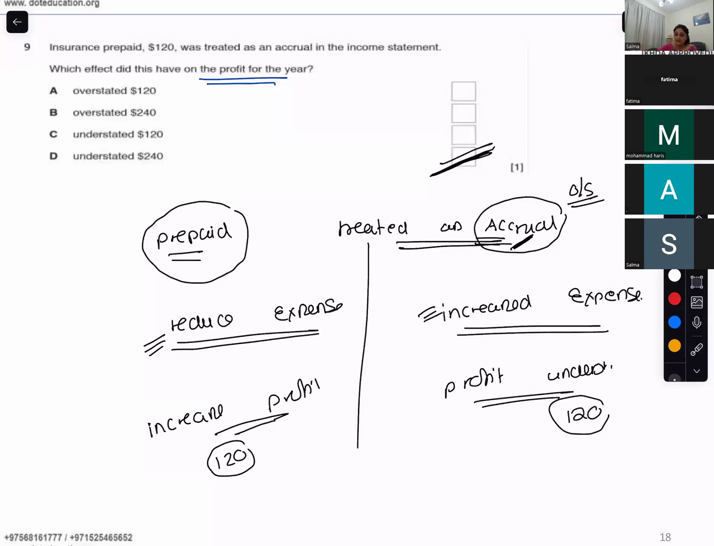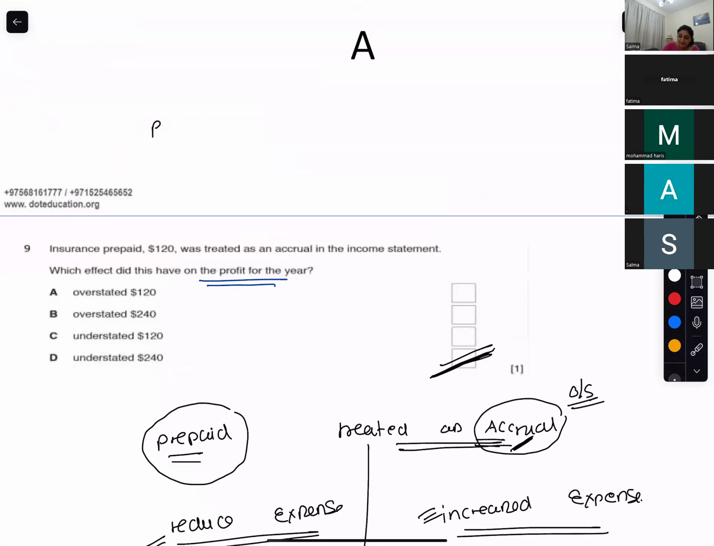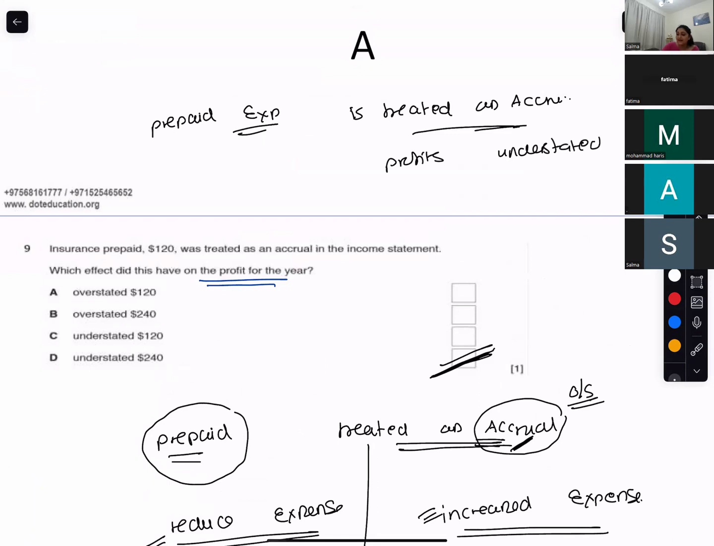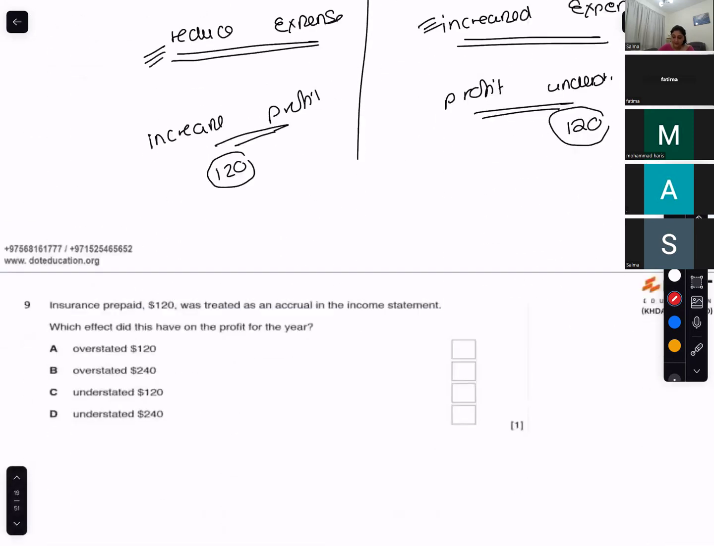In case you don't understand this, you can remember a master rule. If a prepaid expense is treated as accrual, profit is understated by double the amount and expense is overstated by double the amount. Are you with me? If a prepaid income is treated as accrued income, then profits will be overstated and expense will be understated. You can learn this rule. I'll go ahead. Who's the next one?